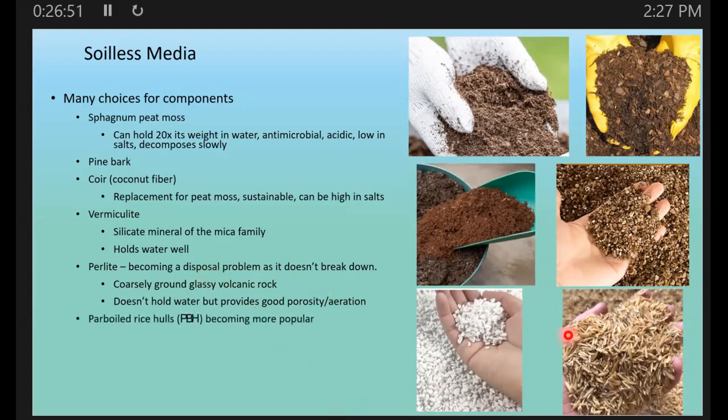And probably the newest thing is this lower right image. It's rice hulls that have been parboiled, which, when you think about how much rice is grown globally, there's a lot of rice hull waste. So this is a great idea.